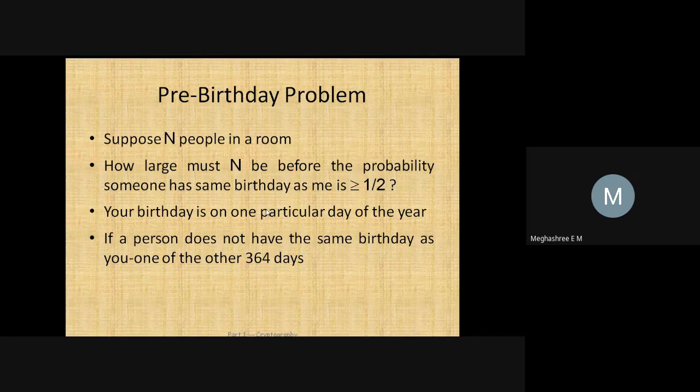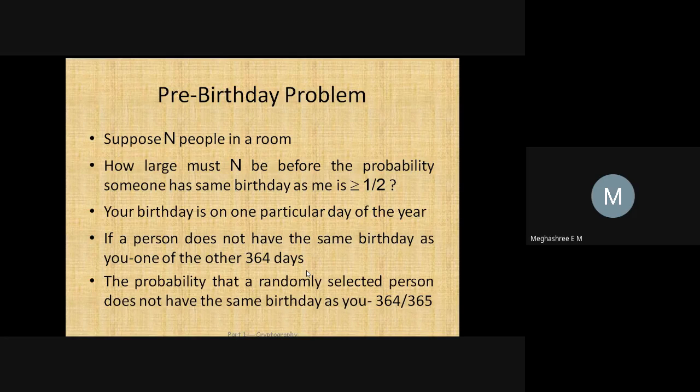Out of 365 days, one day will be my birthday, and the other person may have the birthday on the other 364 days, right? So for this, the probability can be calculated by 364 divided by 365. I hope you are all clear with the probability topic, like how it works, right?